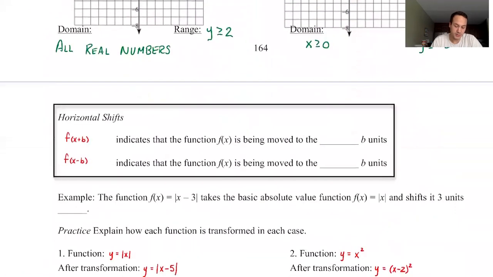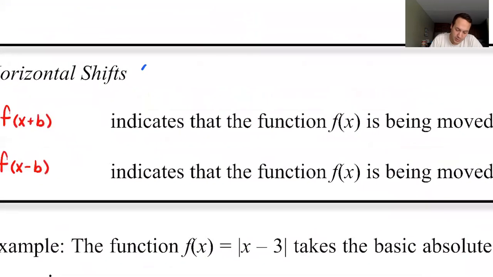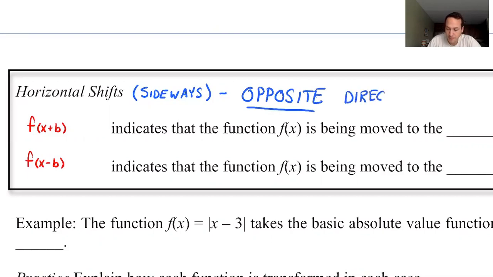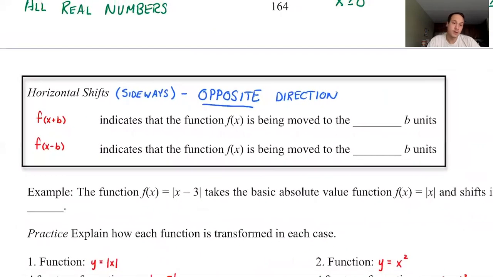But then I do have horizontal shifts. These are the sideways shifts. But like before, I told you that vertical shifts happen in the same direction. These ones happen in the opposite direction. Okay? So these ones go in the opposite direction. Make sure you write that down, because this is where it does get a little confusing. You know, some of them are exactly the same. Others, they are slightly different. So this one here, f of x plus b.